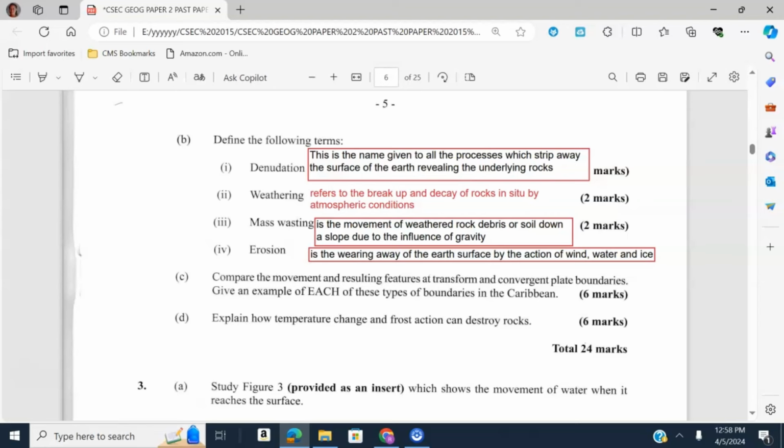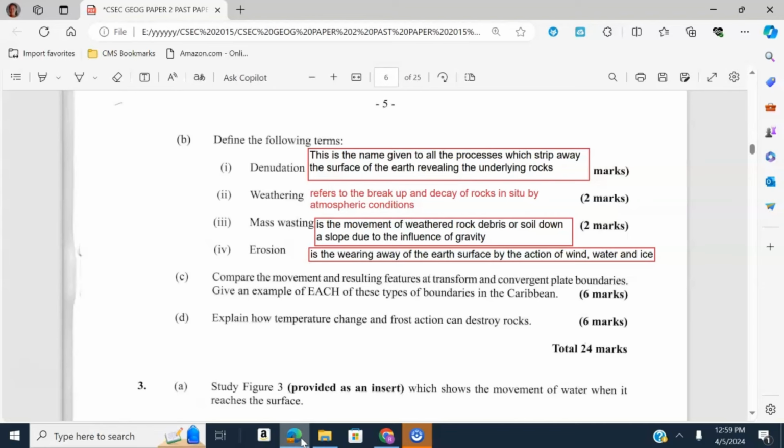Here we are to define the following terms: denudation, weathering, mass wasting, and erosion. Denudation, guys, is the name given to all the processes which strip away the surface of the earth, revealing the underlying rocks. So all the processes that deal with the stripping away of the earth's surface, to show the underlying rock, is known as denudation.